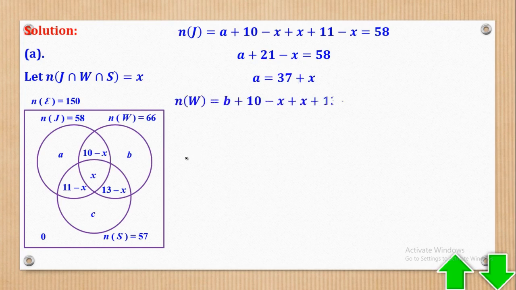What about for W? For W, we add up all these values. So this plus this plus this plus this will be equal to 66. Therefore, you add all these ones, and when you simplify, you come up with B plus 23 minus x is equal to 66. So when I make B the subject, B will be equal to 43 plus x.